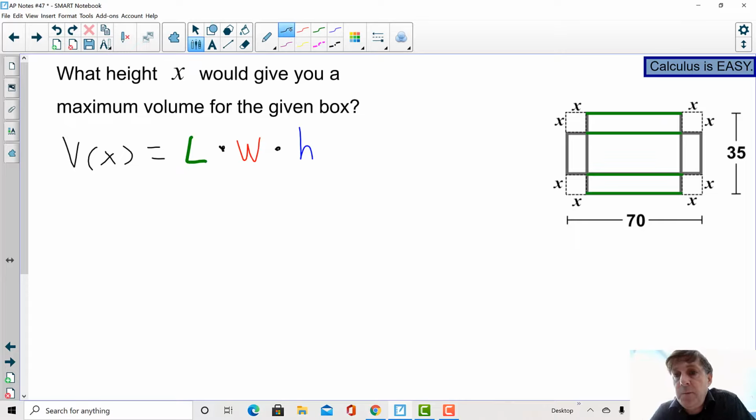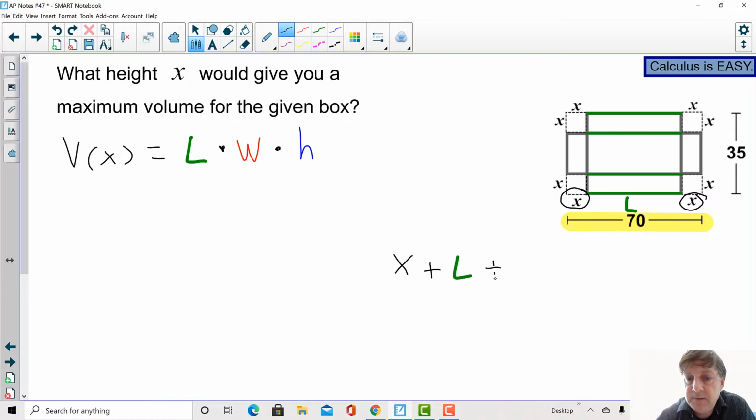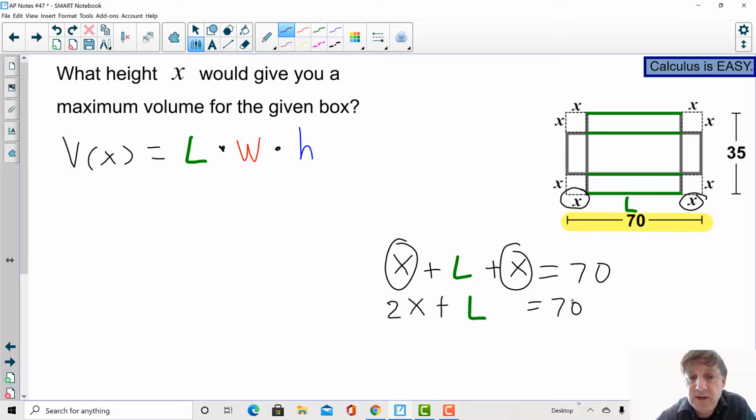Okay, the length would be all those green lines right there. You can see that x plus the length plus x all adds up to 70. So we have x plus the length plus x equals 70. Of course, x plus x is 2x. And subtract 2x from both sides. And there we have our length, 70 minus 2x.